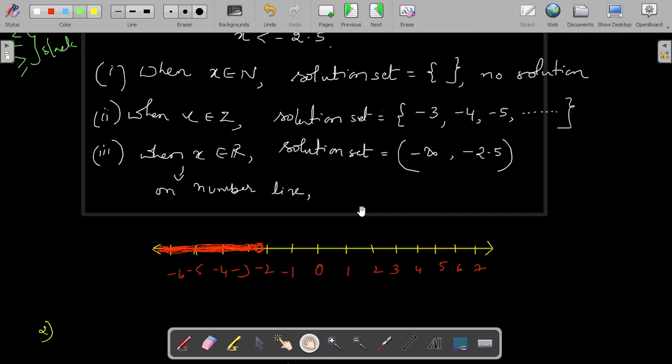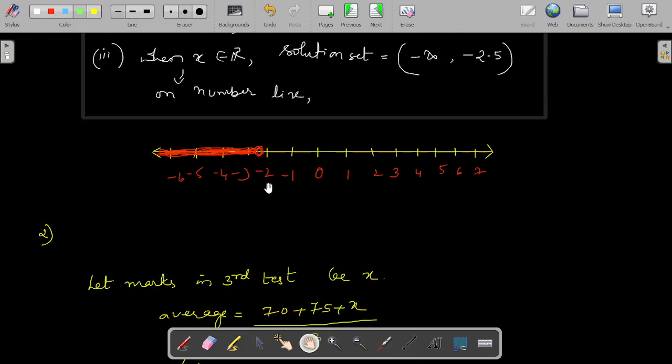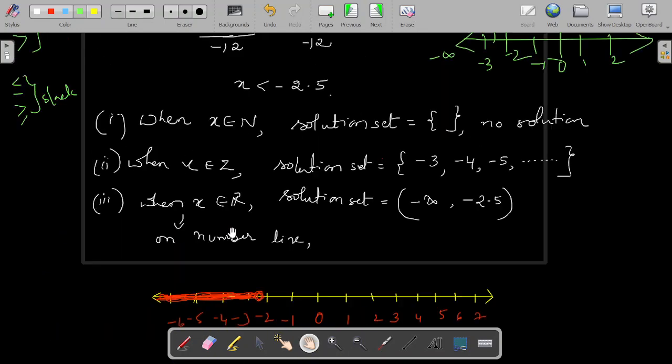So on the number line, if you want to represent the solution, that is possible only in the case of the real number line, because for x belongs to N, no solution. X belongs to Z also, we can't mark it continuously on the number line. We have to mark the integers like minus 3, minus 4, minus 5 and so on. We will take it only for the real line, real numbers. So starting from minus 2.5, all these values will satisfy the inequality.